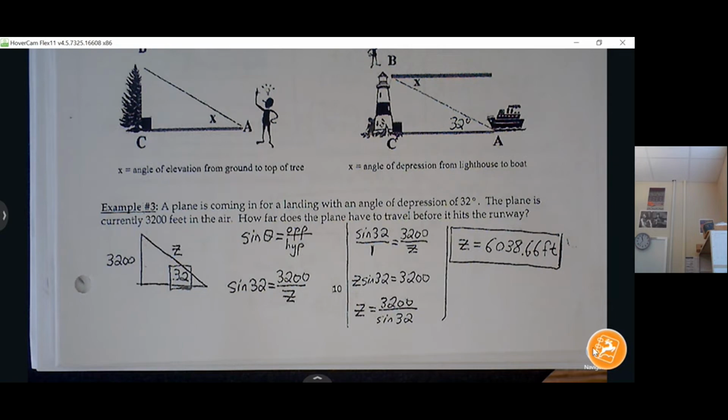Oh, why this angle here and not here? Okay, right. Because this is how far the plane has to travel. So the plane is not traveling here. The plane is traveling here. So it's descending. So we're looking for the length of the path.